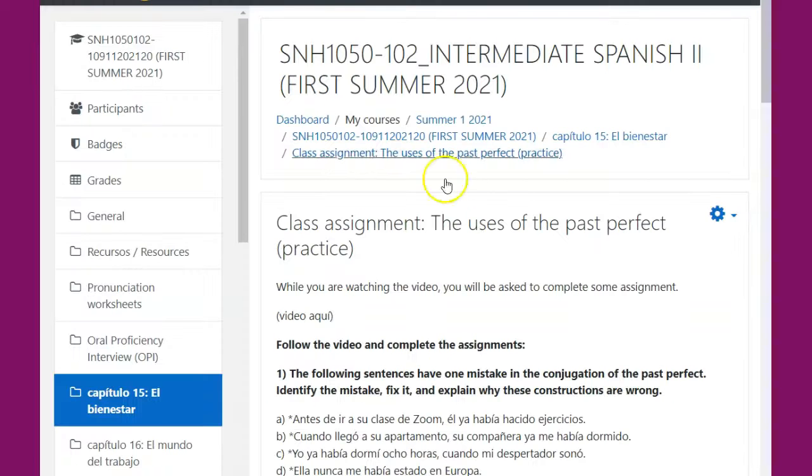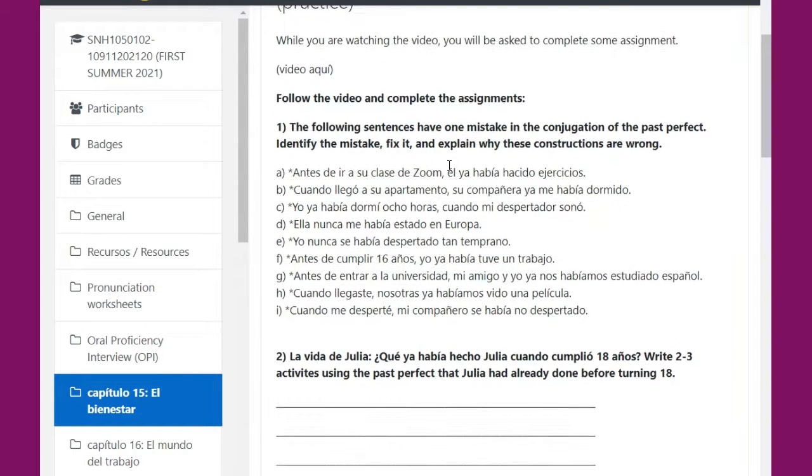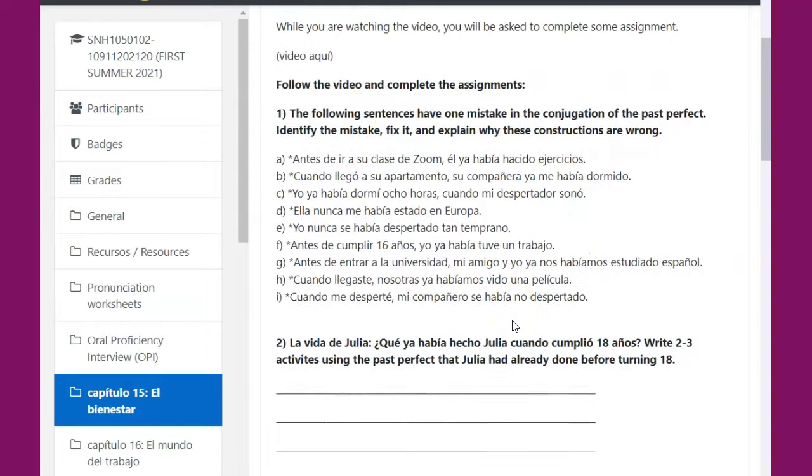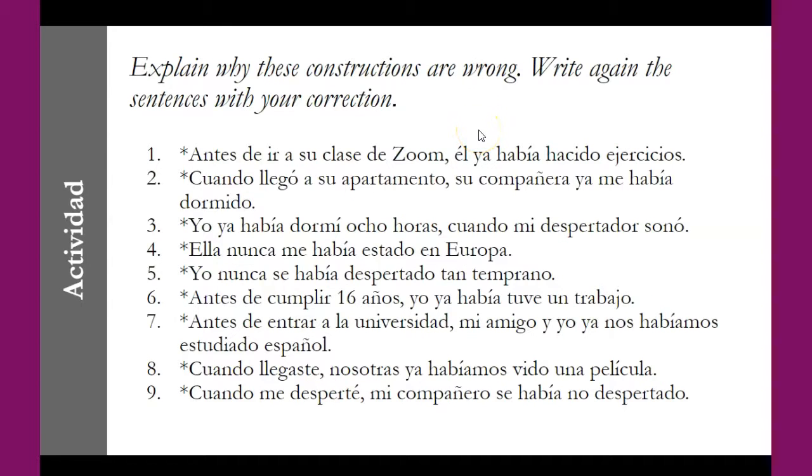So if you go back to your assignment, you'll see you have it here. In the first one, the following sentences have one mistake in the conjugation of the past perfect. Identify the mistake, fix it, and explain why these constructions are wrong. And after you submit this, I will give you feedback on that. So we're just going to continue.